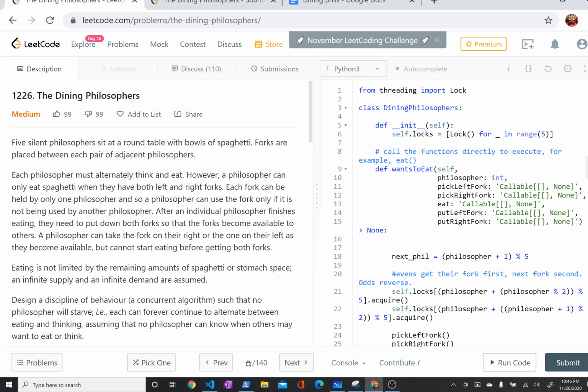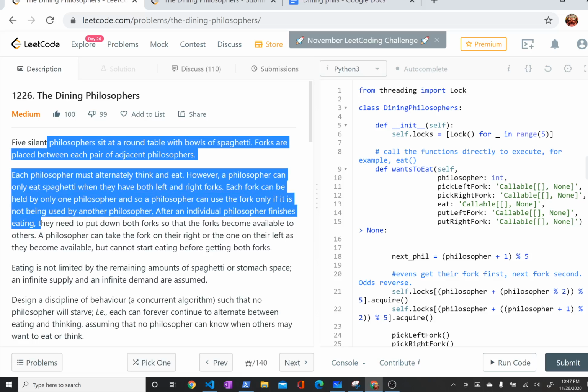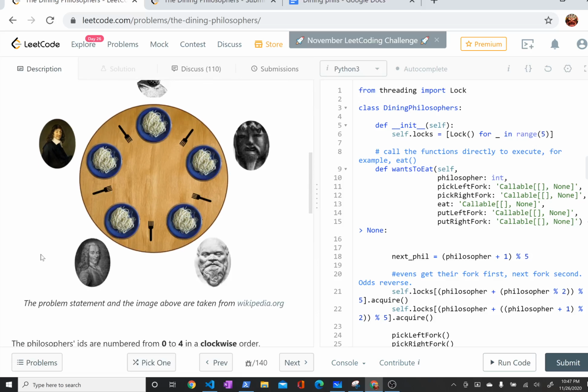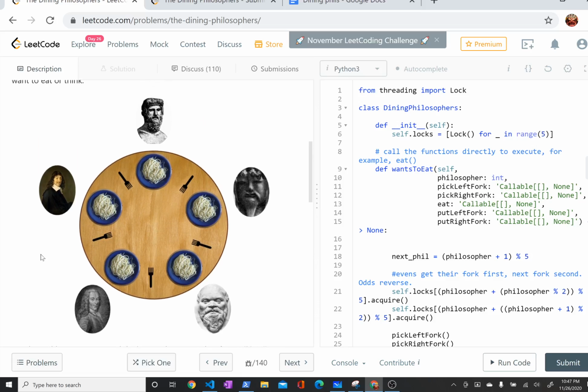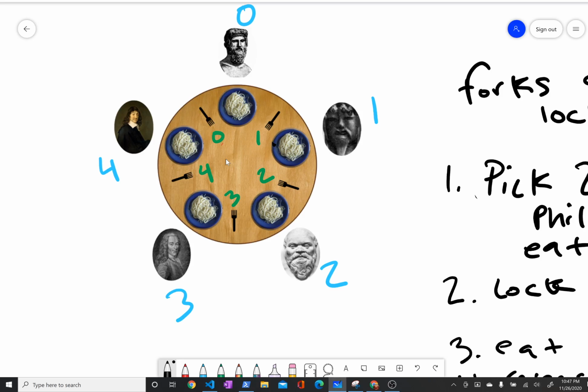Hi, today I'm talking about LeetCode problem 1226, the Dining Philosophers. I had to read this problem a few times to be sure that I understood it. It's a very un-LeetCode-like problem, but once I did understand it, I really liked it. I thought it was very interesting. So let me explain it to you using this diagram.